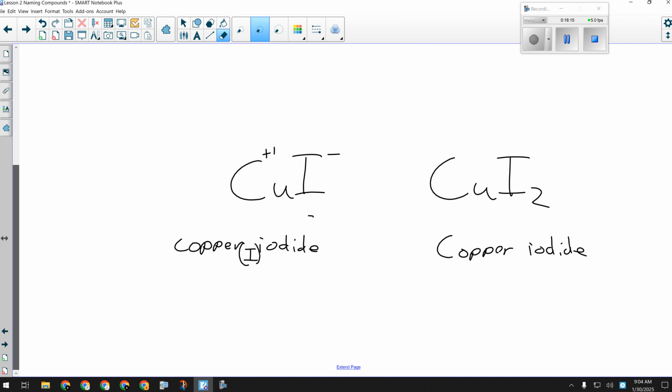Now, I see a bunch of you adding that to your periodic table. Just know that is something you need to know. Even if it's on your periodic table, you'll get a fresh periodic table for your unit exam, so it is something you need to know. 17 is -1, 16 is -2, 15 is -3.